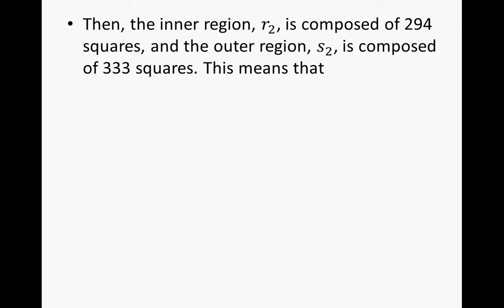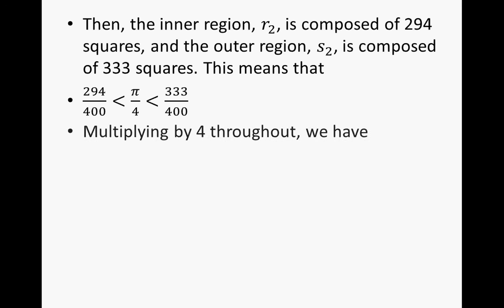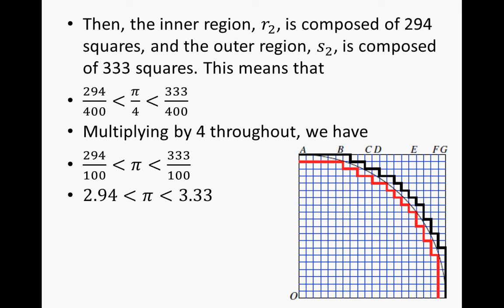Then the inner region, R sub 2, is composed of 294 squares, and the outer region, S sub 2, is composed of 333 squares. This means that 294 over 400 is less than pi divided by 4, which is less than 333 over 400. Multiplying by 4 throughout, we have 294 over 100 is less than pi, which is less than 333 over 100. And 2 and 94 hundredths is less than pi, which is less than 3 and 33 hundredths.